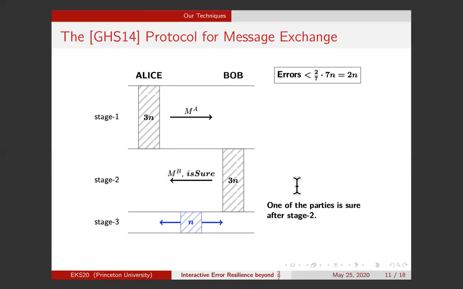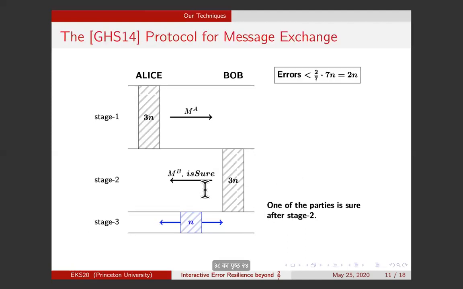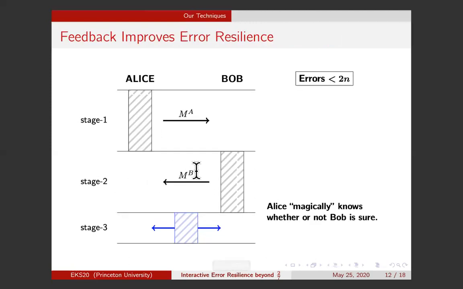During this proof, I will work under a simplifying assumption. I do not want to work with this bit is_sure and tell you how Alice interprets this bit. I will simply ignore it, but assume that after stage 2, Alice magically knows whether or not Bob is sure. So it serves the same purpose, just that I don't have to deal with the bit explicitly. Now let us see why, with smaller lengths for stage 1 and 2, you still know that one of the parties is sure after stage 2.